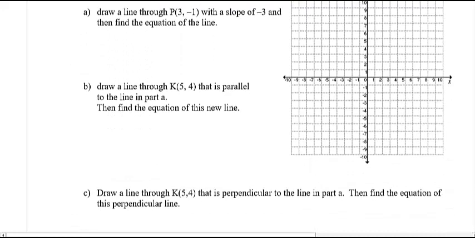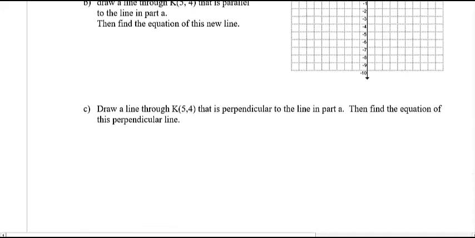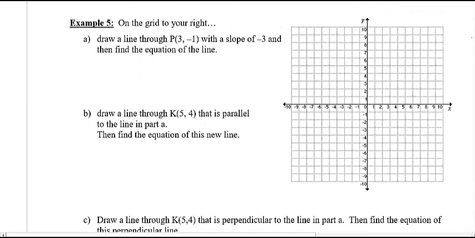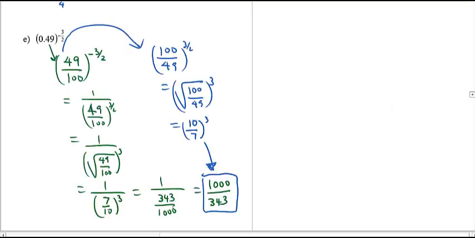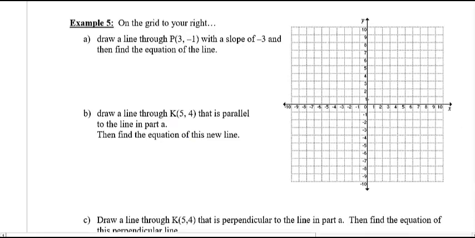Alright. Number 5 here. How do we do this question? On the grid to your right, I want you to draw a line through this point with a slope of -3, and then find the equation. I thought we did something like this before. No problem, right? Okay, so 3, -1, that's right there.